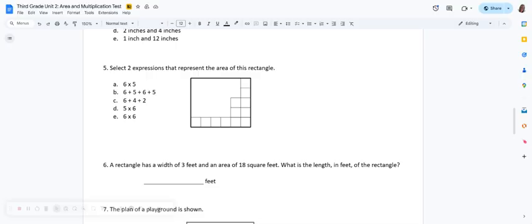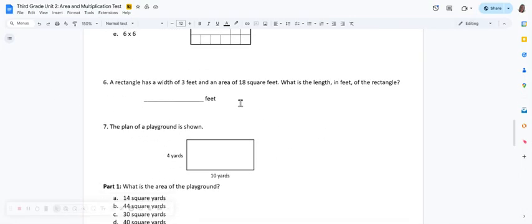Question number 6 says, a rectangle has a width of 3 feet and an area of 18 square feet. I'll read that again. A rectangle has a width of 3 feet and an area of 18 square feet. What is the length in feet of the rectangle? If you want to use the space to draw it, if you want to get out tiles to help you figure it out, you may do that. You can draw tiles. Okay. When you're done, write your answer on the line and then move on to question 7.